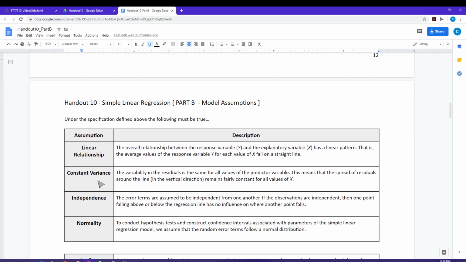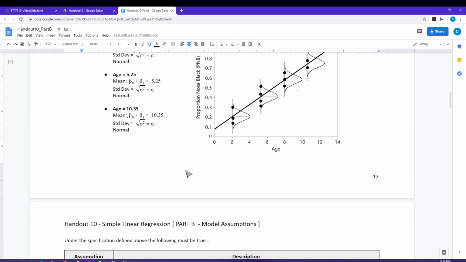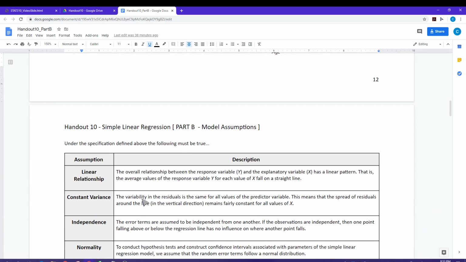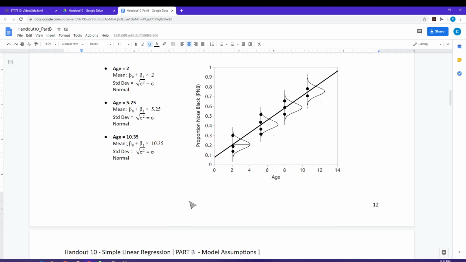A second consideration is the constant variance that we've talked about. All of these distributions have a constant variance. So that's another assumption that we're making. The variability in the residuals is the same regardless of my x value. So no matter where I'm at for the age, the variability in the proportion nose black stays the same for small ages, for medium, and also for high ages. That variability is constant.